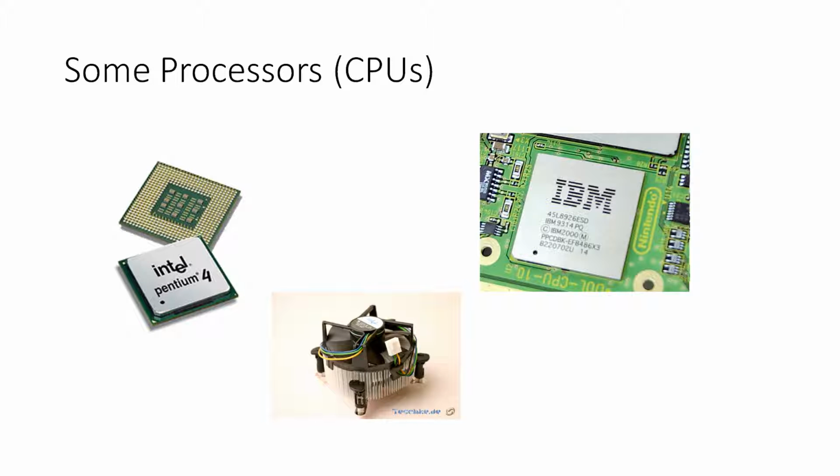Some processor diagrams. Basically, what is the CPU? The CPU is the computer chip that is called the brain of the computer. This small computer chip is responsible for all the calculations and all the tasks that are being done. Everything is being controlled by the CPU.